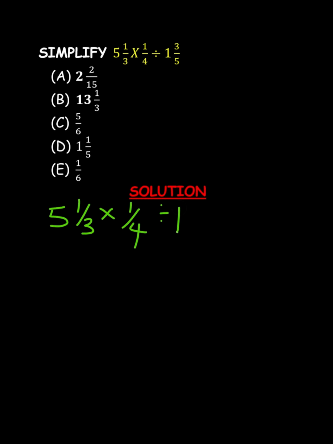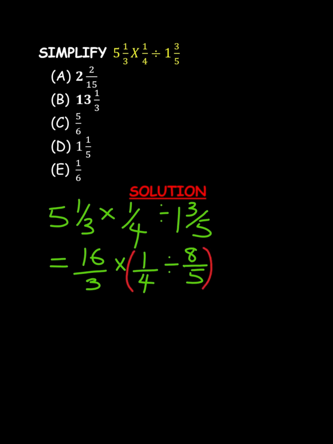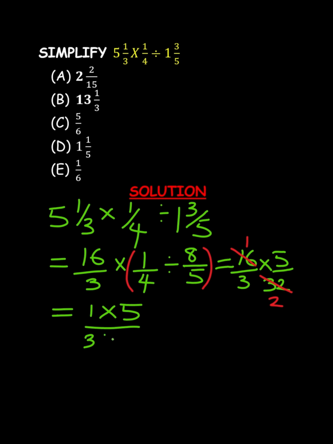Converting to improper fractions, equals 16 over 3 times 1 over 4 divided by 8 over 5. Using BODMAS, equals 16 over 3 times 5 over 32. 16 divided by 16 is equal to 1. 32 divided by 16 is equal to 2. Therefore, 1 times 5 divided by 3 times 2 equals 5 over 6. The correct answer is C.